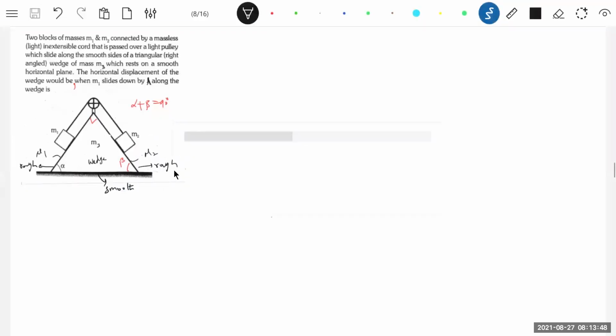M1 delta x1 plus M2 delta x2 plus M3 delta x3. So what is the question that is asked? Two blocks M1 and M2 are connected by a massless string over a frictionless pulley, and a wedge of mass M3 rests on a smooth horizontal plane. What is the horizontal displacement of the wedge when M1 slides down by L along the wedge? So when it moves a distance L, what is this L? This L is the displacement of the block, or the distance moved by the block with respect to the wedge. So that understanding of L is very important.